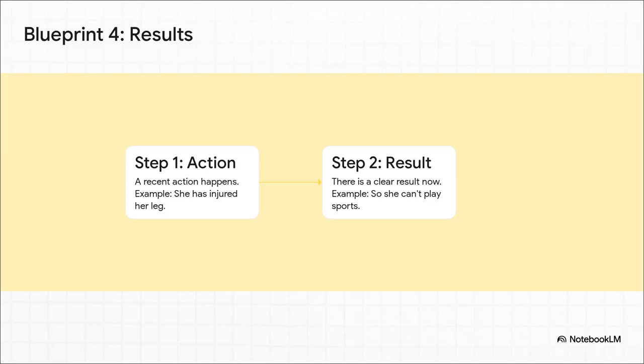And Blueprint 4 brings us right back to our lost keys. It's all about recent actions that have a very clear result in the present. It's pure cause and effect. Step 1, a past action happens, she has injured her leg. Step 2, there's a present consequence, so she can't play sports. The injury is the bridge that connects to her not being able to play now.